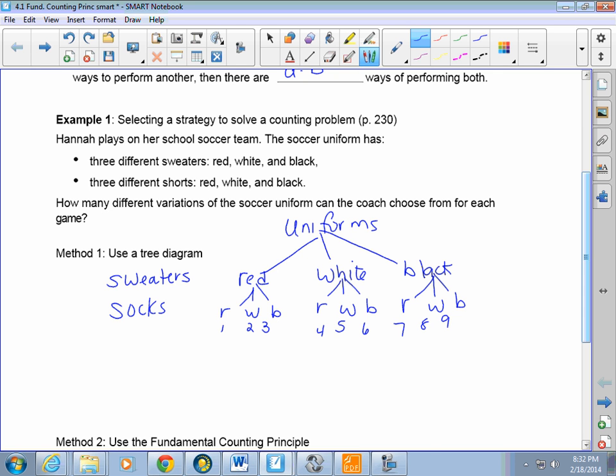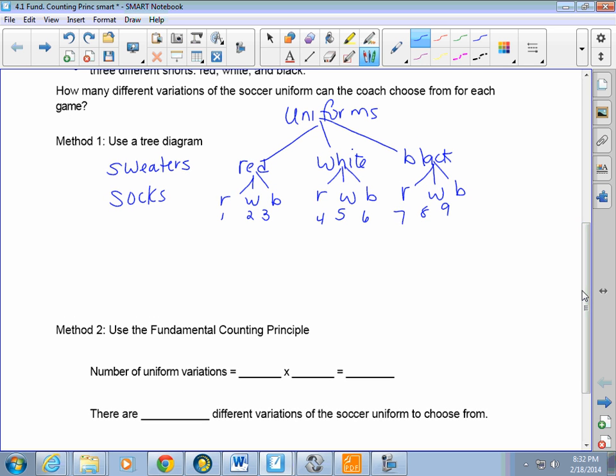So method 2 is using the fundamental counting principle. It says if you have one type A and one type B, then your total choices are A times B. So for the number of uniform variations, we have 3 choices for our sweaters times 3 choices for our socks. So altogether, we have 9. There are 9 different variations of the soccer uniform to choose from. You can see where the tree diagram is good for a visual of what you can do. If you're just looking for the answer, the fundamental counting principle is just that much faster.